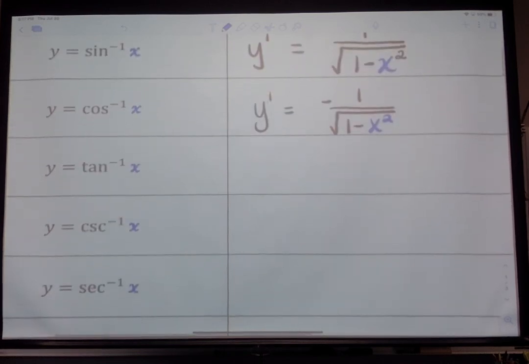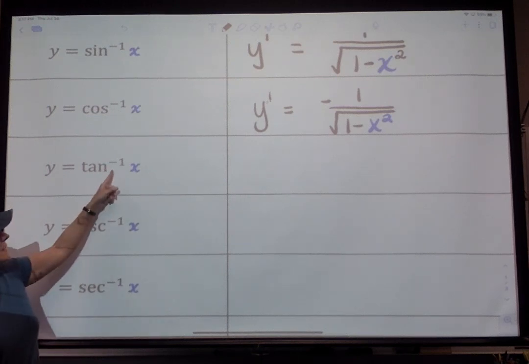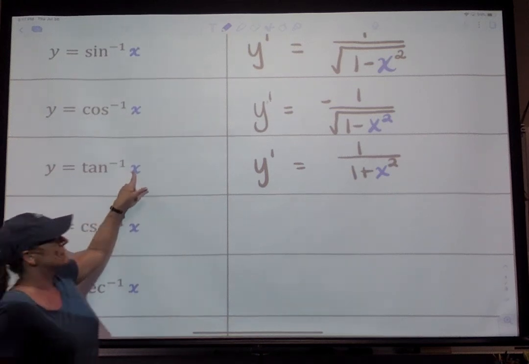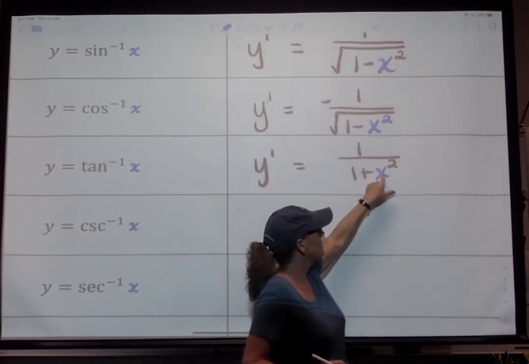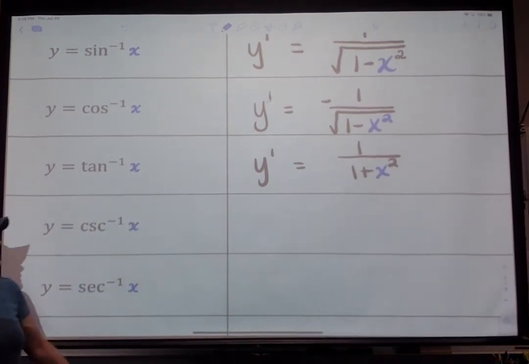Okay. Tangent, I'll tell you what, tangent is actually the most common and it's the easiest. Good news for you. So the derivative of tangent inverse is going to be 1 over 1 plus x squared. No radicals in there. Again, if this is messy, this is going to be messy quantity to the second power times the derivative of the messy.